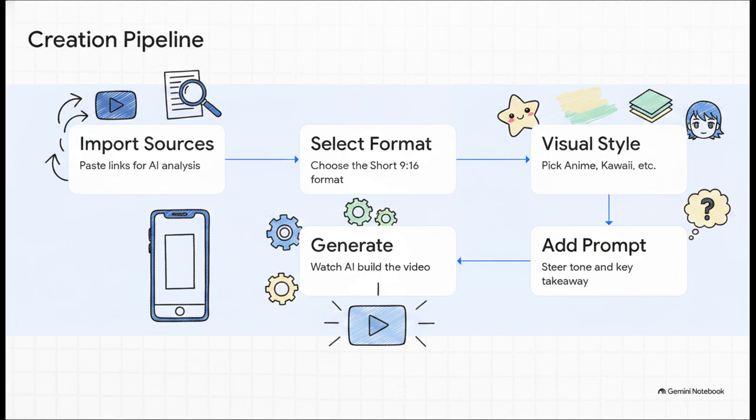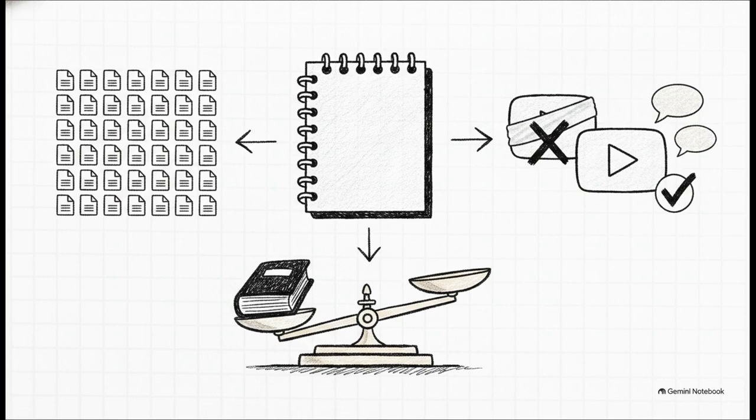And finally, step 5, hit generate, and just watch the AI build a complete video with narration, generated visuals, and on-screen text. Now hold your horses. Before you start dumping the entire internet into NotebookLM, you really need to pay close attention to these technical limits, especially if you're on the free tier. You can have up to 50 sources per notebook.